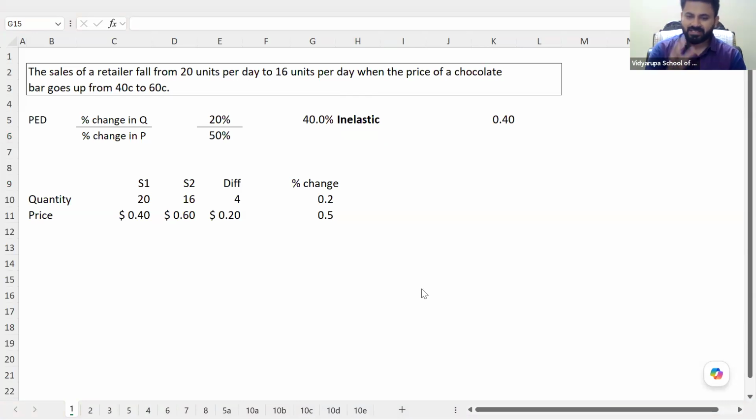If the item is inelastic, often there is this misunderstanding that when you say something is inelastic, the demand will not change at all. No. When you say inelastic, what it means is demand will change, demand will move, but at a lower percentage. That's all.